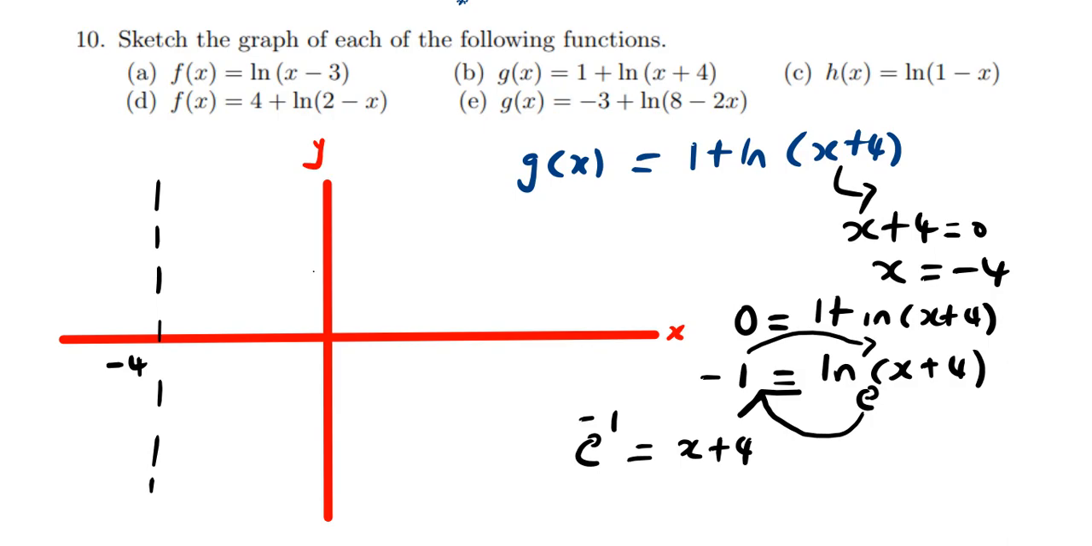Okay, now that you've got that, this is going to be a bit tricky. So we're just going to say we take the negative 4 to the other side. So I've got e to the power negative 1 minus 4 is equal to x. So this is our answer for x.